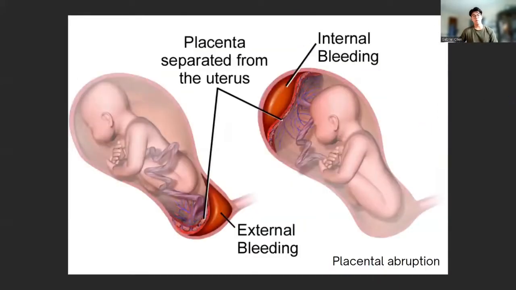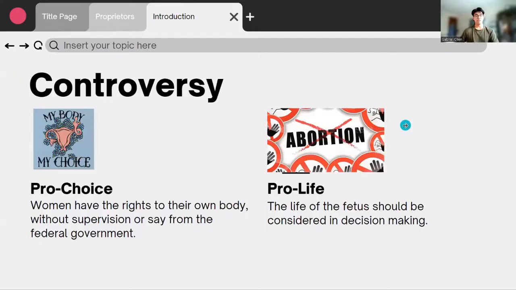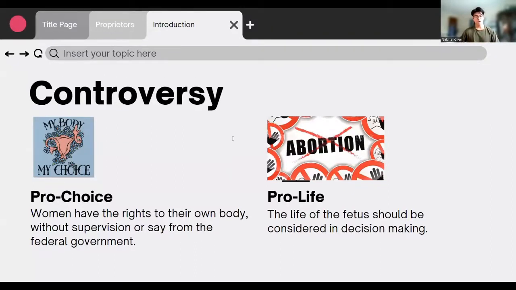Now, this is placental abruption. This happens when the placenta pulls away from the uterus walls, and as a result, causes internal bleeding for the mother. Also very dangerous. Now, there are two stances when it comes to abortion: pro-choice and pro-life. Our topic discusses the controversy: should abortion be legalized? Today we'll be providing our stance later on towards the end of the video.